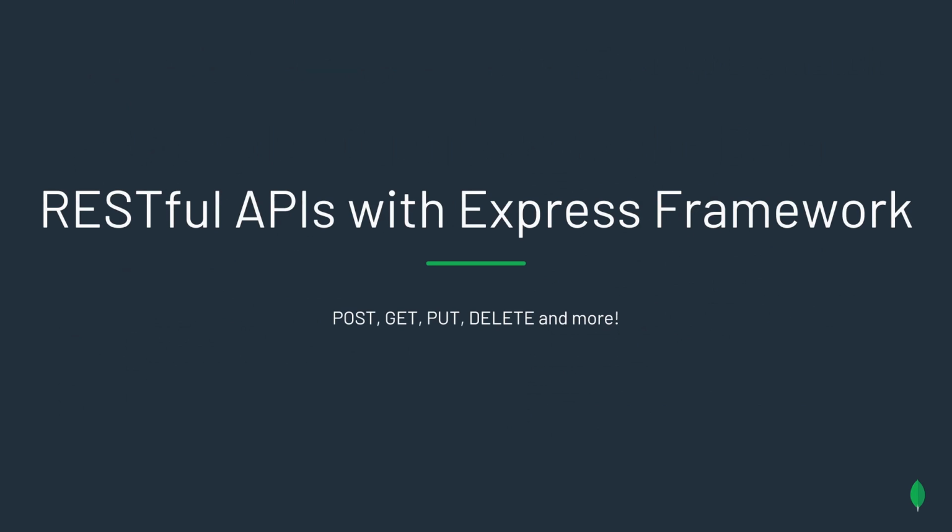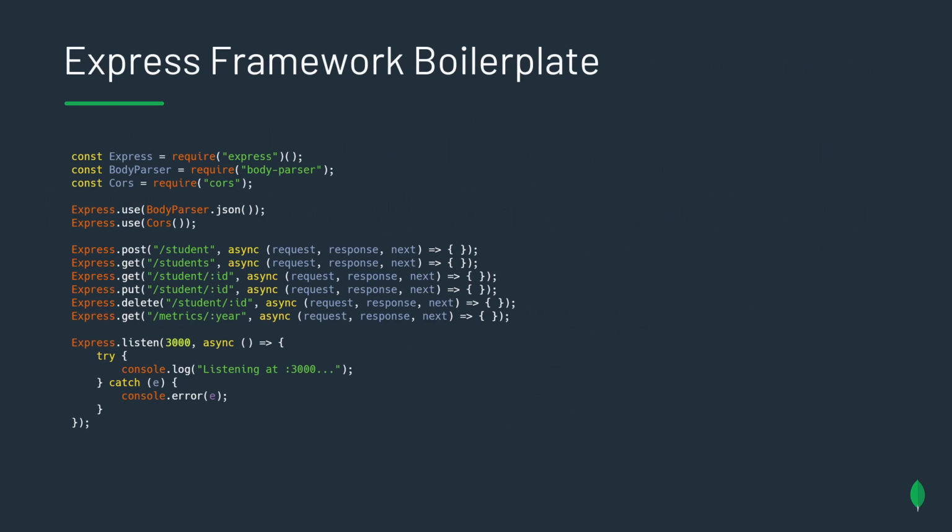So let's take a look at adding it to Express Framework. We're going to take what we know about CRUD, and we're basically going to create API CRUD endpoints. So post being create, get being read, put being update, and delete being delete. So let's take a look. So this is boilerplate Express.